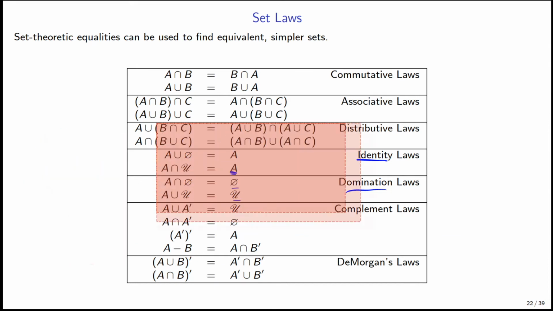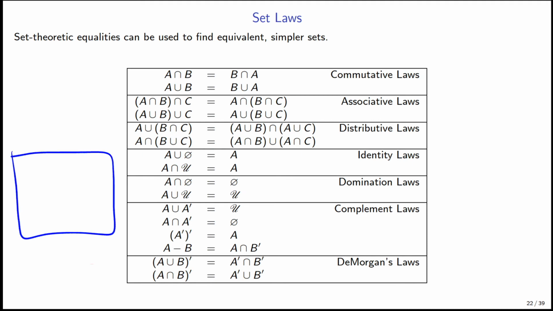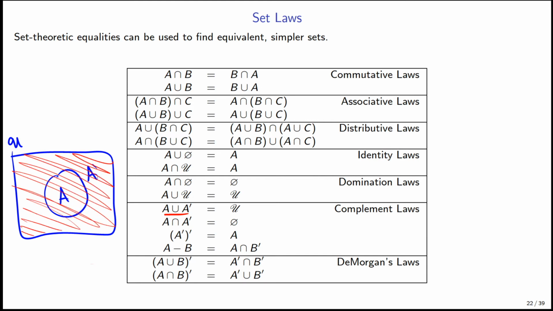The complement laws have to do with complements. So for instance, let's say I have A. Well, A complement is everything outside of A. And this whole thing is the universe, right? So if I do A union A complement, well, I'm just looking for everything that is in either A or A complement. And that gives us our universe back, because that's everything in our universe.